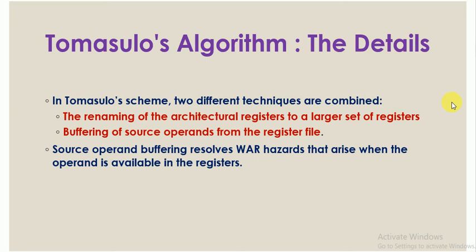So this is one of the major techniques used for dynamic scheduling, the approach used for increasing instruction level parallelism. Earlier we were discussing static scheduling, that means compiler based mechanisms. Now this is a hardware based mechanism where we are changing the processor architecture itself to increase instruction level parallelism. That's it for now.